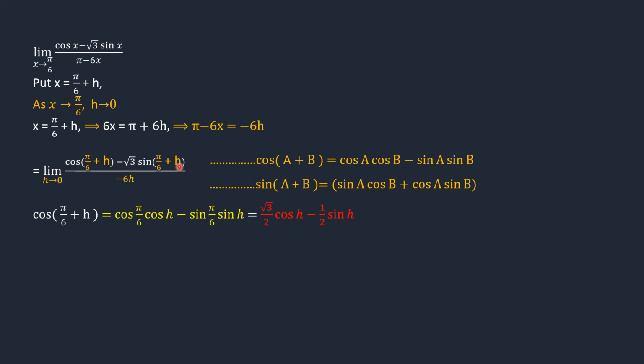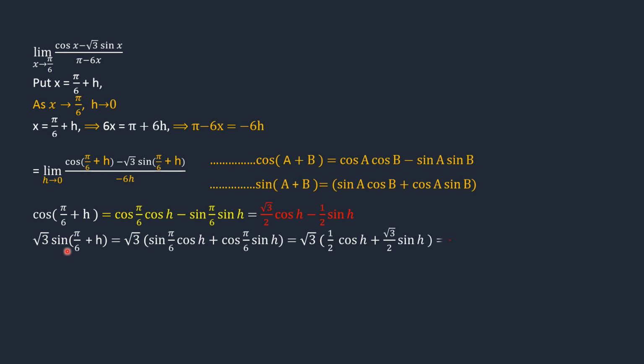Next we will calculate this part, which is root 3 times sin pi by 6 plus h, which, according to this identity or formula, will be root 3 times sin pi by 6 cos h plus cos pi by 6 sin h. Now sin pi by 6 is sin 30, which is half, and cos pi by 6 is cos 30, which is root 3 by 2.